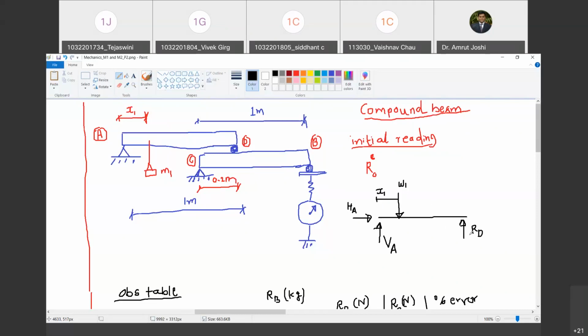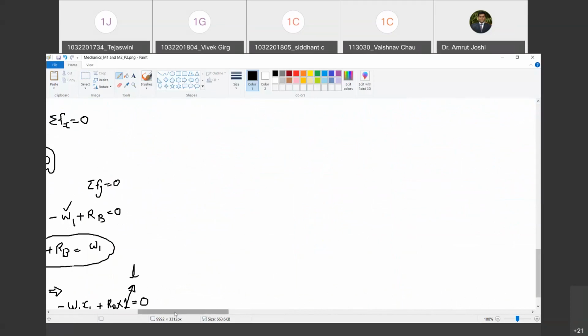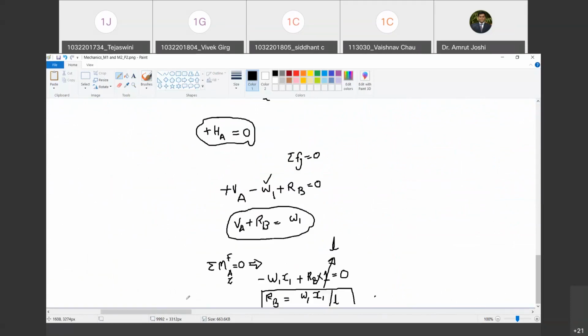Now tell me, what is this RD? How do I describe RD? RD is the force offered by beam CB on beam AD through the roller. Do you agree with me? Yes, sir. It is the force or reaction offered by beam CB on beam AD through the roller at D. Happy? Yes. Keep this in mind. Now, we have just solved this problem. If this is X1, this is W1, what will be the value of RD? Same situation. That should be equal to WX1 upon L.